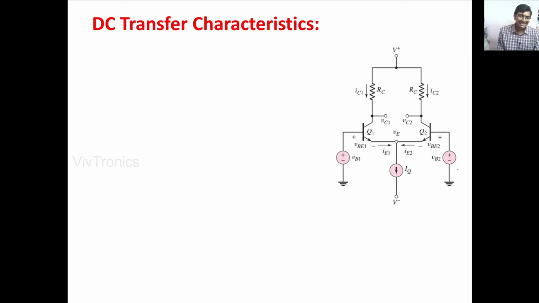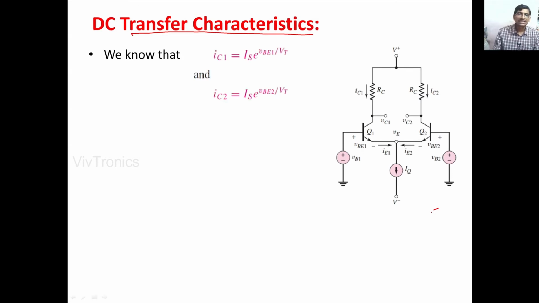Hello students, in the last class we have seen about the differential mode of operation and the common mode of operation of a differential amplifier circuit using the BJT. In this class we are going to discuss the DC transfer characteristics of the BJT differential amplifier circuit. This is the BJT differential amplifier circuit which we have taken to do the transfer characteristics analysis.